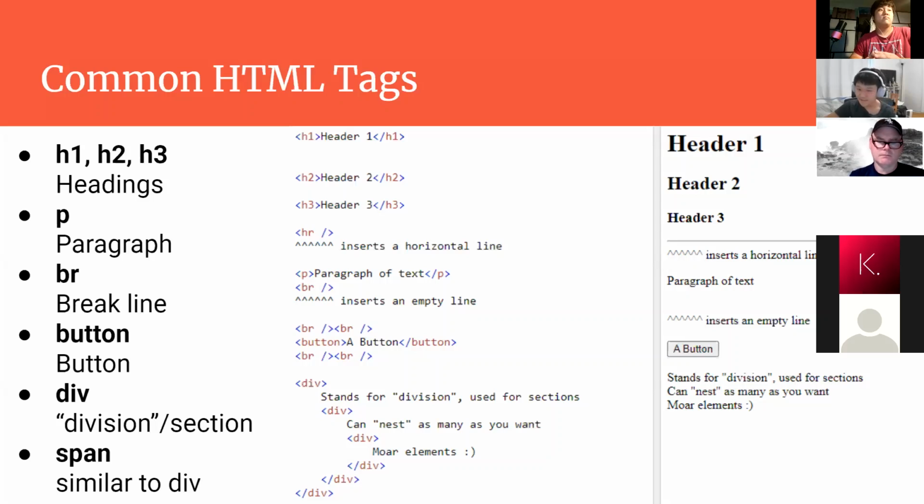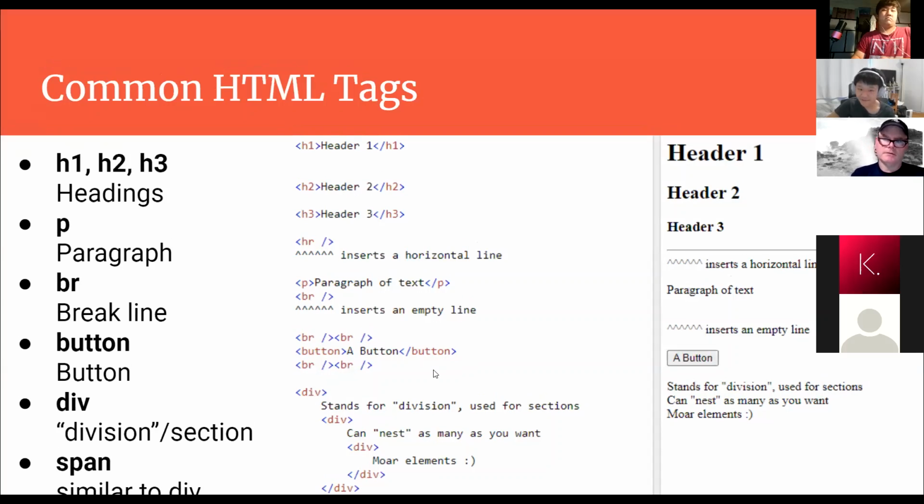BR stands for break line, and it actually creates an empty line that has nothing on it. So in HTML, spaces or new random lines between blocks don't actually show up on the page, and you have to tell HTML that you actually want an empty line using this BR block over here. Another popular one is a button, which is declared by writing bracket button and then the text you want to show inside the button and then closing off the button.